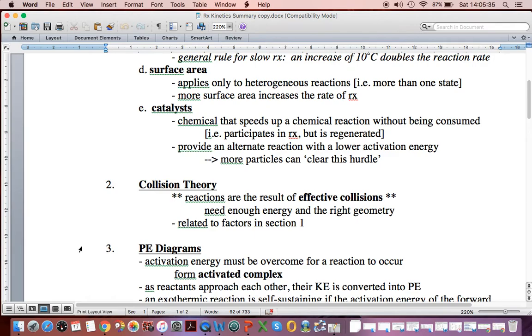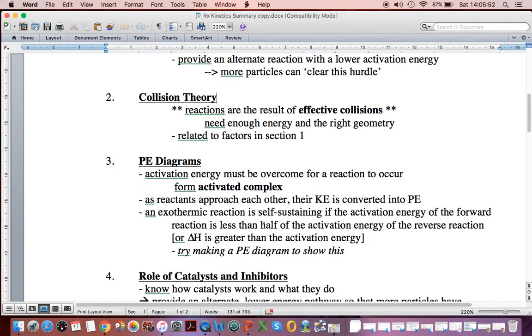So all those things that we've listed above apply to collision theory, and the idea is that if we're going to get a successful reaction, it requires an effective collision. That means enough energy and in many cases the right geometry, the right orientation of the molecules.